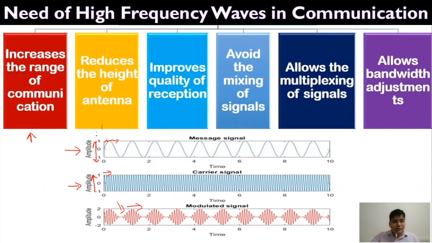Second point is the height of the antenna. Height of the antenna may be related to lambda by 2 or lambda by 4, as we discussed in the previous section, depending upon whether we are using a monopole or dipole antenna. And lambda is related to c by f, which we have already discussed. So if you are using lower frequency, then the length of the antenna required is higher. If we are using the higher frequency signal, then the height of the antenna will be reduced.